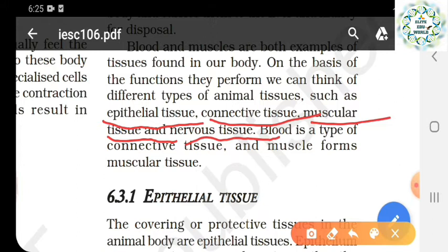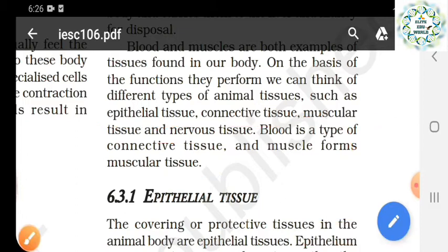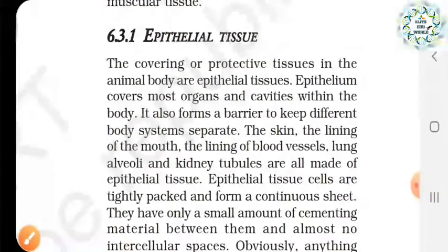Number 1, epithelial tissue, the outermost covering of the body. Number 2, connective tissue, which connects bone to muscles and muscles to bone. Then muscular tissue, and nervous tissue, which works with the help of neurons. Blood is a type of connective tissue, or fluid connective tissue, which connects all the body organs, right? And muscles form muscular tissue. So these are different examples of tissues we have seen here.